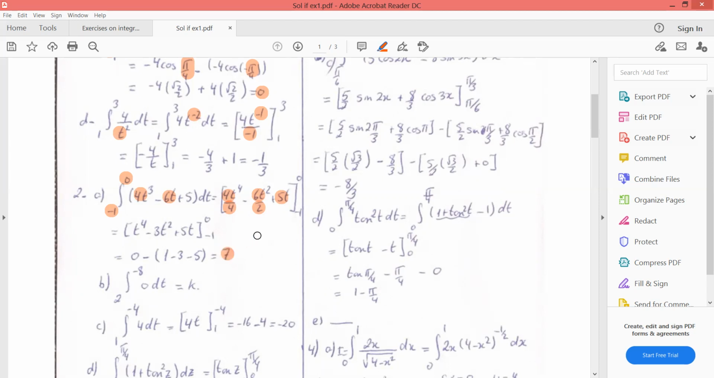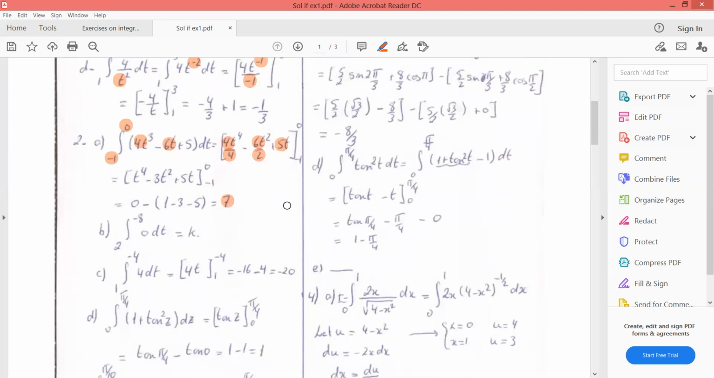Do you know that you can calculate the integrals using your calculator? Yes. Okay, you can check by using your calculator.